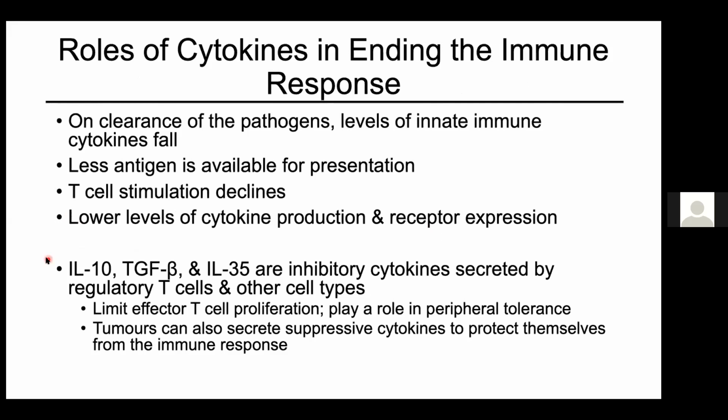So as the immune response continues, you get the antigen being cleared. As you have less and less antigen, you get stimulation of your T cells declining. So you get lower levels of cytokine production and downregulation of receptor expression. And then you get now your anti-inflammatory cytokines being produced, which inhibit T cell proliferation, okay?